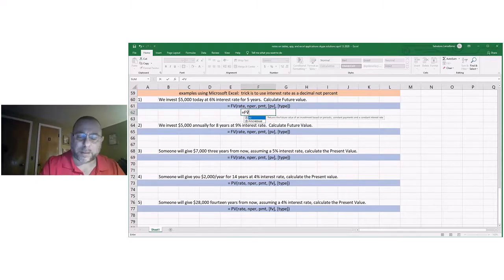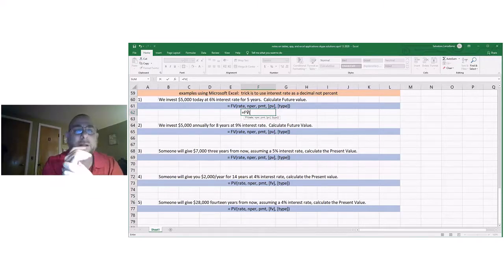But as soon as I put in a parenthesis, now it tells me exactly what it wants. It wants the rate. It wants the N per, the number of periods. It wants payment and it wants PV. That thing about type, you ignore. All right, so take a look at what I have above number 1.